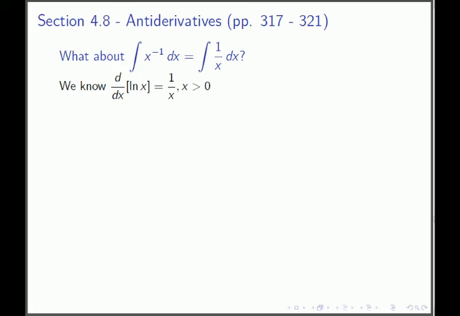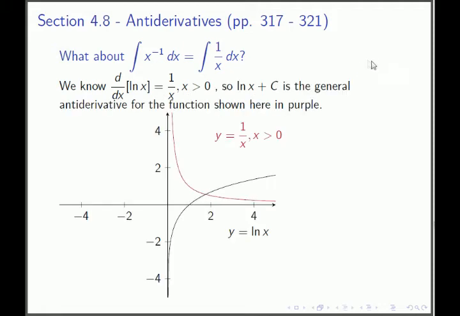Okay, let's see what to do about the integral of x to the negative 1. Remember, this power rule that we've developed is not valid for this situation. We would be dividing by 0 if we tried it. So how do we come up with a derivative, or antiderivative, of 1 over x? Well, we know that the derivative of natural log of x is 1 over x, so you might think that natural log x is the antiderivative. But there's a problem with this.